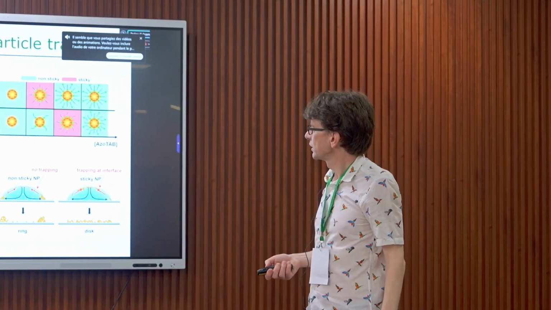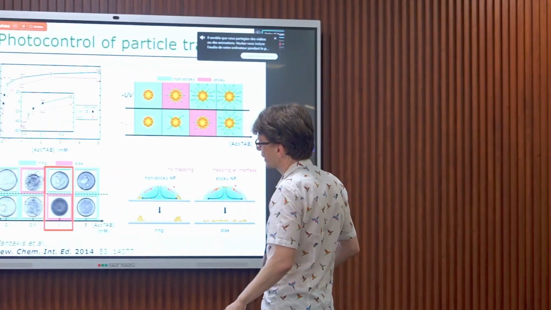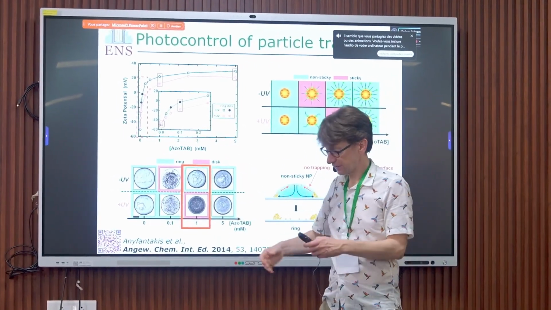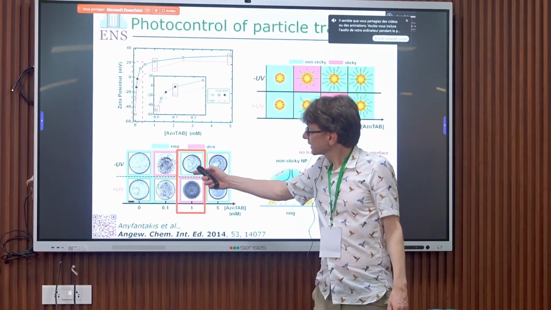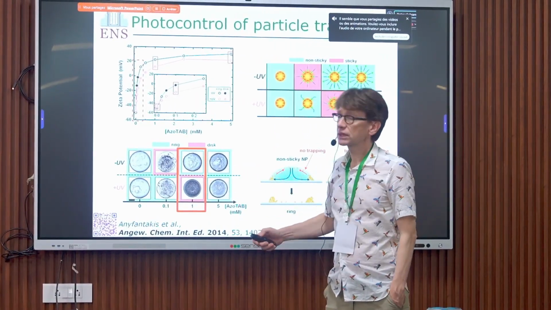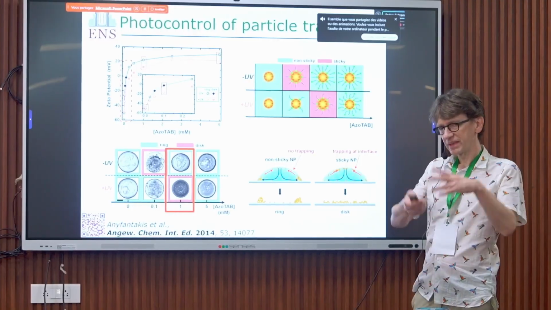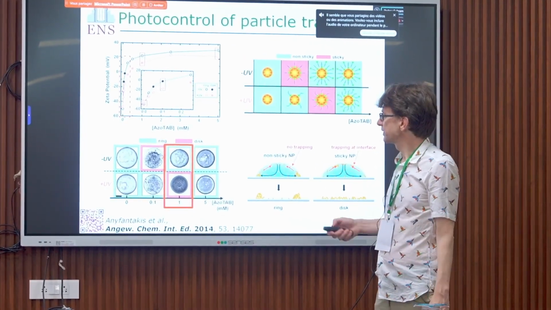And with this, you can, for example, fix a concentration. And then with light, I can shift between these two patterns. So I can start with a ring, and when I apply UV, my particle will start to become sticky to the surface and will make a disk.